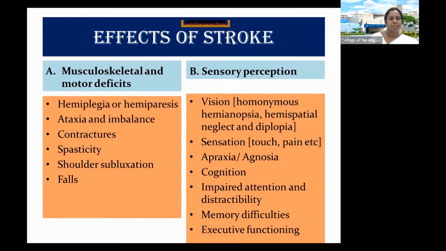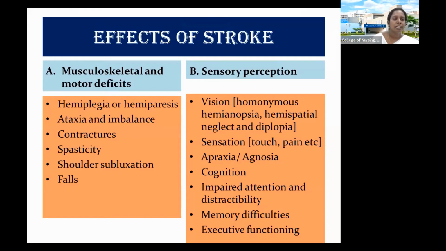Coming to sensory deficits or sensory perceptual alterations that they can have, in visual function, they can have homonymous hemianopsia, where one half of the visual field is lost, or they can have hemispatial neglect, where they neglect one half of the body. They think that one half is not present at all, and they can have diplopia or double vision. They can lose sensation on the affected side, where they will not be able to perceive touch, pain, temperature, those sensations, or they can have apraxias and agnosias.